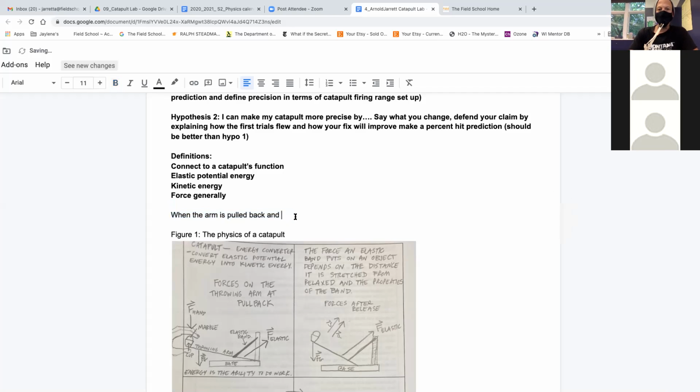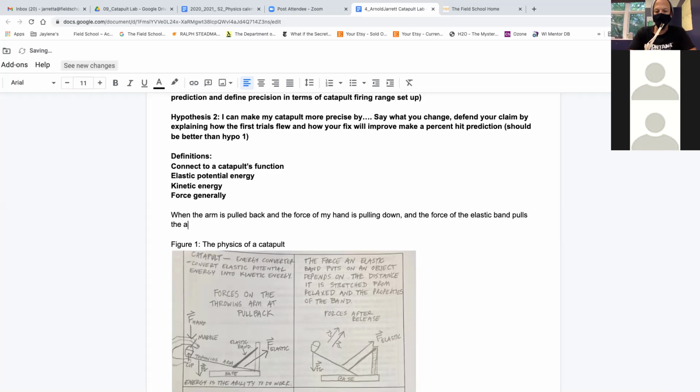So when the arm is pulled back and the force of my hand is pulling down, and the force of the elastic band pulls the arm up, what do we know about the forces? They're what, Nico? The force of my hand is what by the force of the elastic band? The elastic band, which is retaining its energy through elasticity.